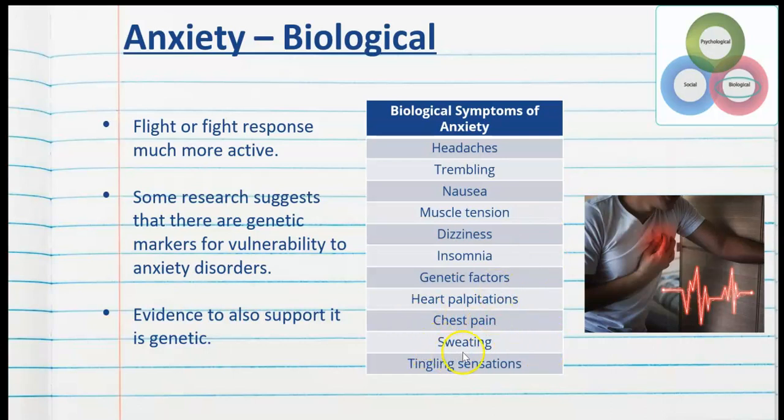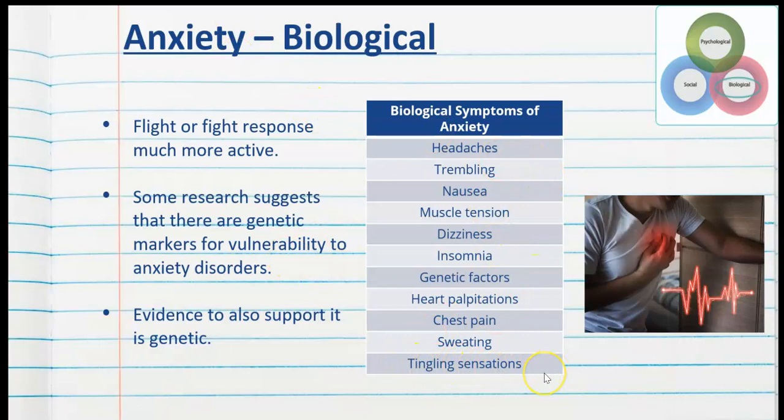With that also increase in sweating. That makes sense with the increase in heart rate and blood pressure. There would be an increase in temperature leading to sweating, all right, and obviously muscle tension and nausea. So it is a very biologically based illness in terms of its symptoms.